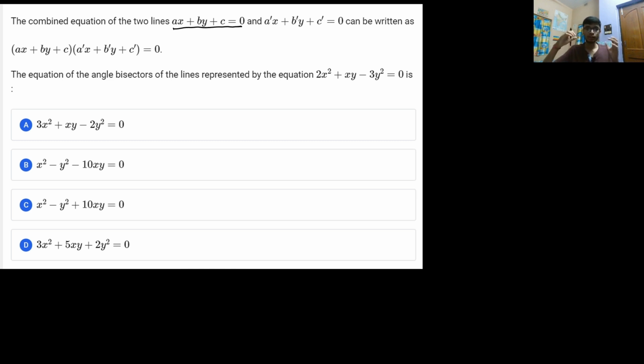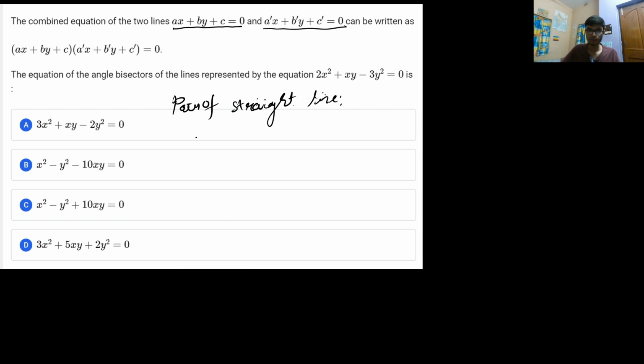As if the question setter is trying to confuse you by giving you that this is a different thing, this is a new approach, or maybe something different which you don't know. But if you have studied the pair of straight lines, we know that the pair of straight lines is basically a conic equation.